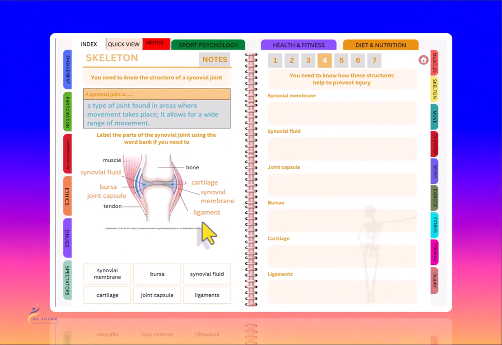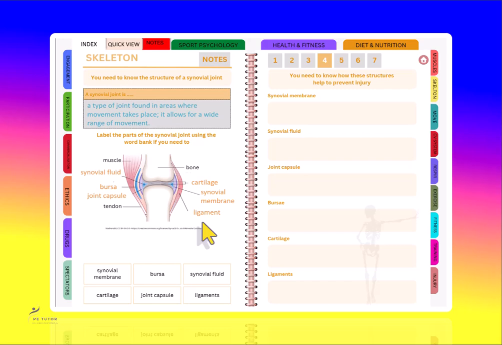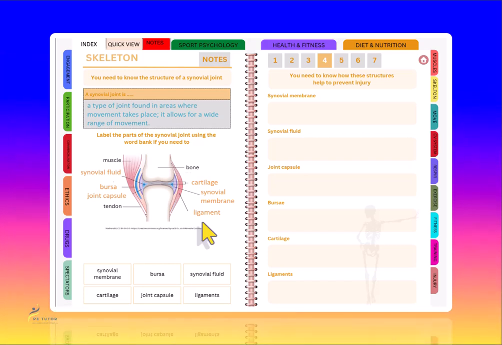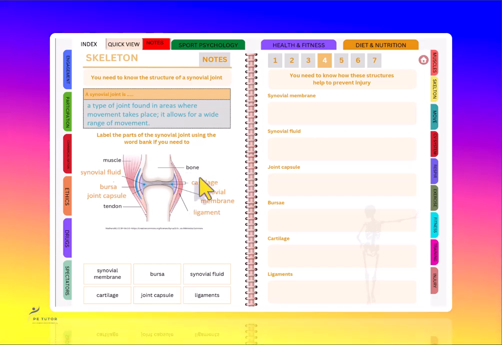Okay, so now that we've done that, it's quite often that you're asked to label up a synovial joint like that, so it's important that you spend the time making sure that you know those key points. And if you're not asked to label one up, you might be asked to identify certain points on a diagram.